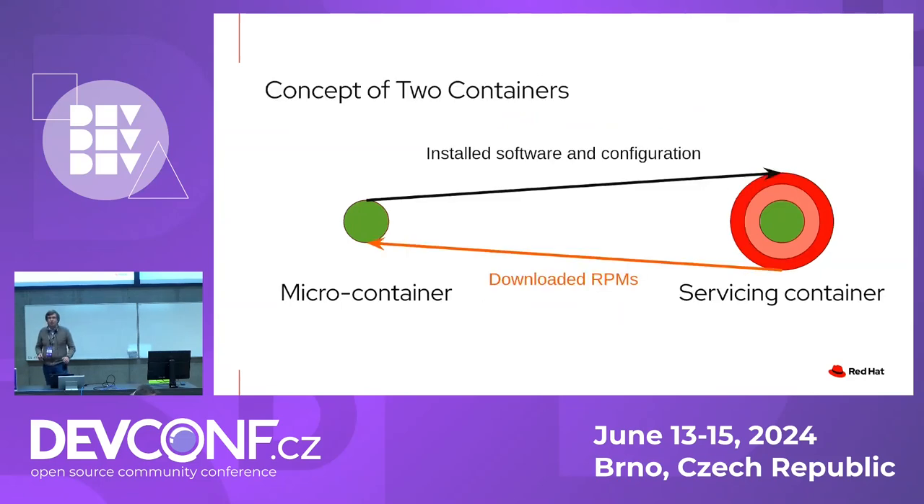The first part is what you need: you need to pass all required information from one container to another container. The second part is that, for example, if I want to install something, then in the servicing container, I can download and I can copy these RPMs or make them available for the micro container. Therefore, let's think about a complex of two containers that are part of the same family. Like in our example, I use Fedora and Fedora minimal container, but it can be UBI 9 and UBI 9 micro.